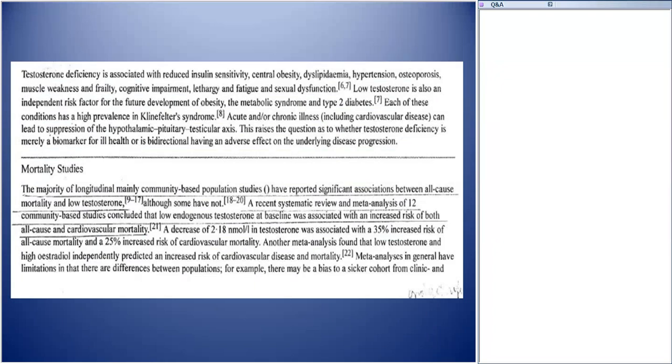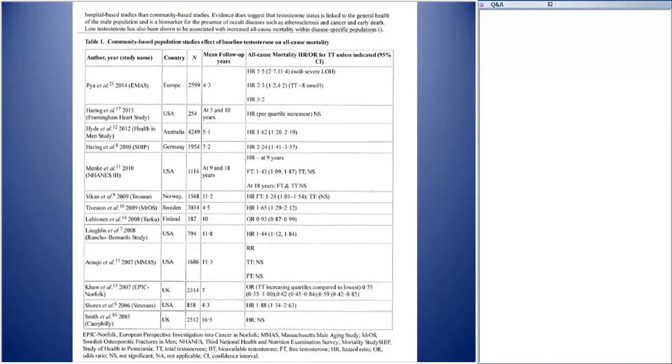The majority of the longitudinal, mainly community-based population studies have reported significant associations between all-cause mortality and low testosterone levels. A recent systematic review and meta-analysis of 12 community-based studies concluded that low testosterone levels at baseline were associated with an increased risk of both all-cause as well as cardiovascular mortality. All-cause meaning cancer, diabetes, osteoporosis-related fractures, and cardiovascular mortality. There's a multitude of studies which I won't go into, but it's there for your reference that show beneficial effects in reducing all-cause mortality. And it's interesting that when I present all of these studies to the cardiologists, they sort of don't know what to say. They're not aware that all of these studies exist.